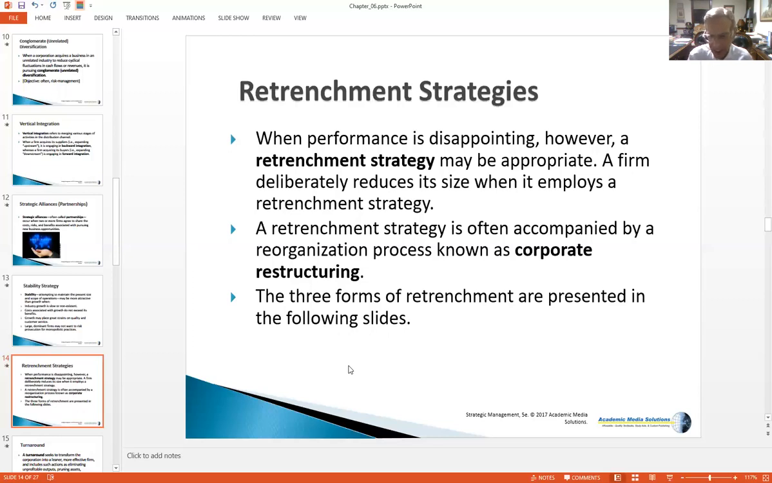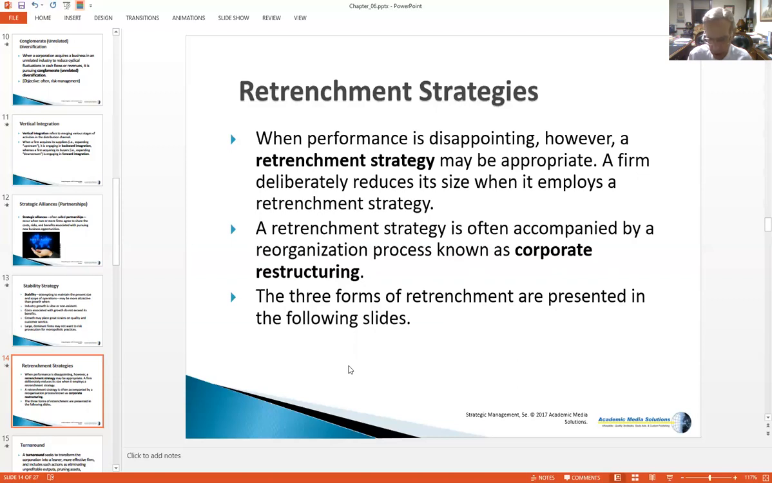And so the firm intentionally scales back. It gets out of parts of the markets that it's serving that no longer are profitable. It may continue some divisions or parts of the business that are still profitable. But retrenchment does mean getting smaller. So there's a corporate restructuring that takes place.